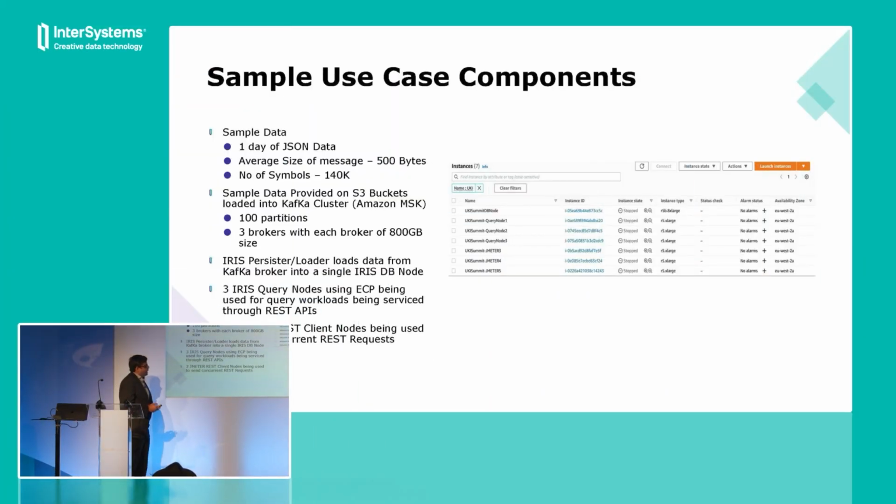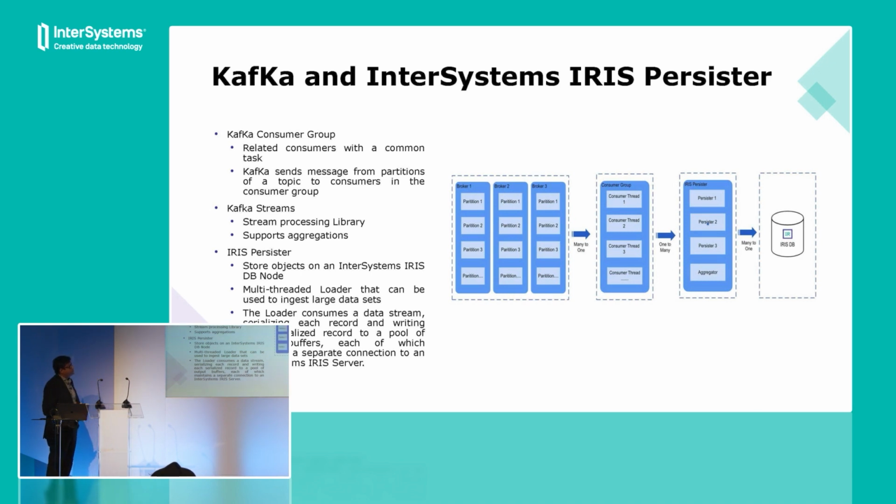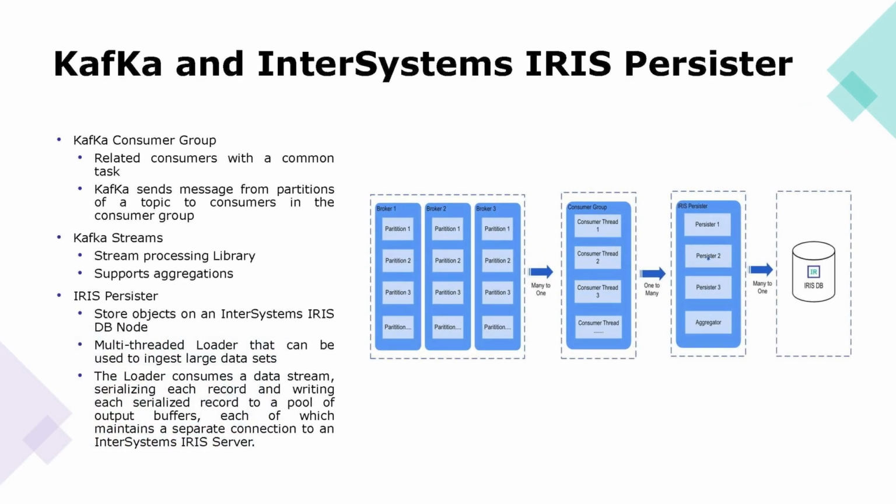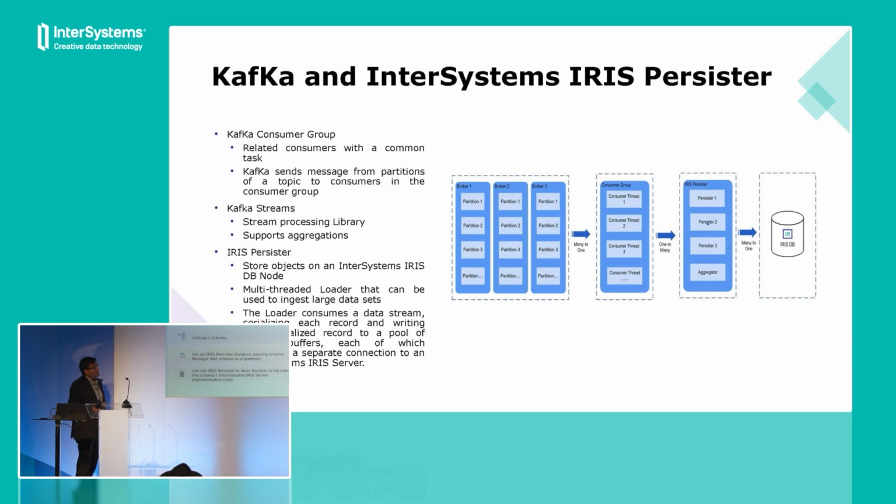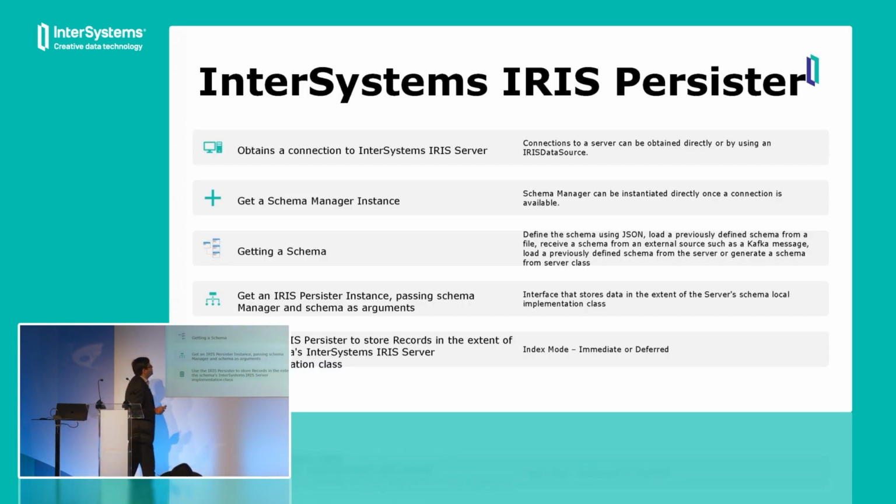So just an idea of what we did: the architecture of how the Iris persister works, from a Kafka cluster, a multi-threaded Java program consumes data from Kafka cluster partitions, and then, again, a multi-threaded program ingests the data into Iris. This is not using JDBC, this is using our Iris native APIs, which are as fast as they can be. The idea was to do this in the most high-performance manner, because that's what the requirement was. This is just showing how an Iris persister works.